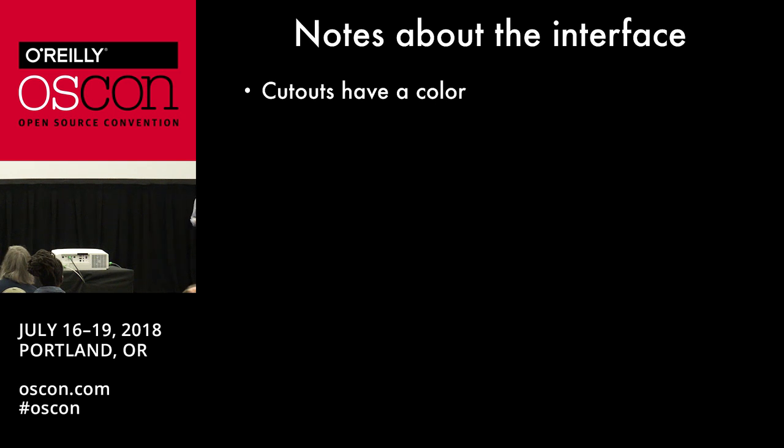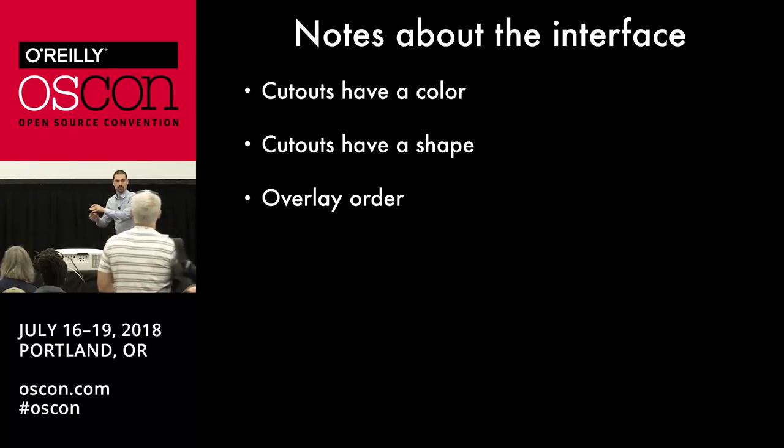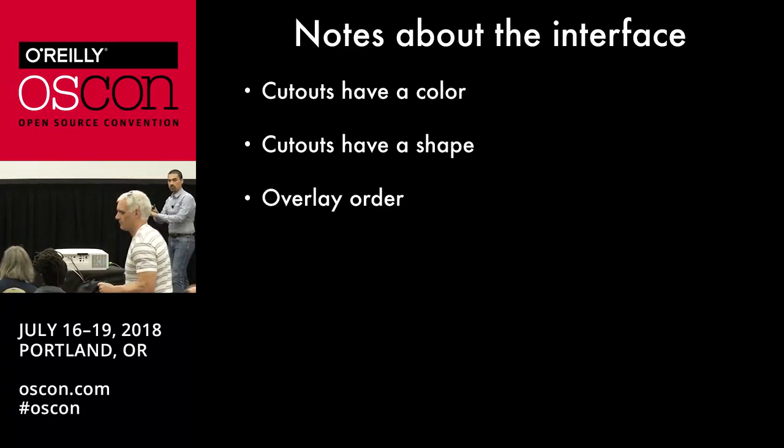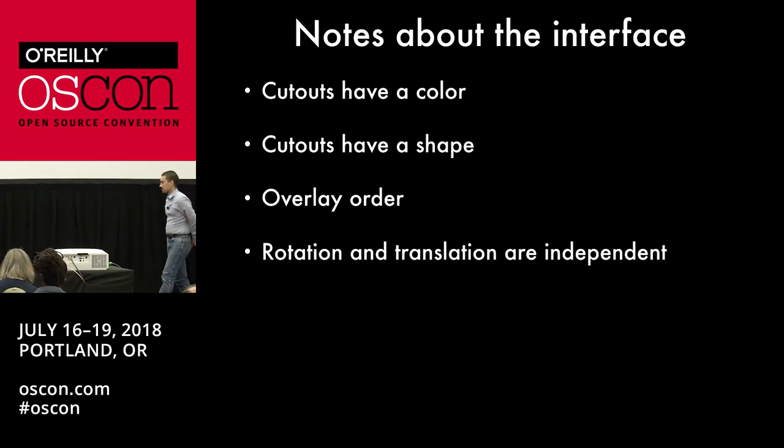Okay, cutouts have a color, right? Because I take a piece of paper, it's got a color, and I start cutting out a shape. So they're gonna have a shape. Again, this is just free-form brainstorming. I don't know where this is going yet. Overlay order. So I wanna make sure that if I put a green square on top of a red circle, that I'm gonna see the green and not the red underneath, right? So the order is gonna matter, because if I do it in the other order, the red would show up.